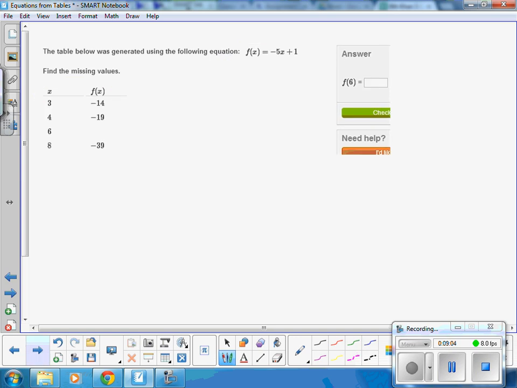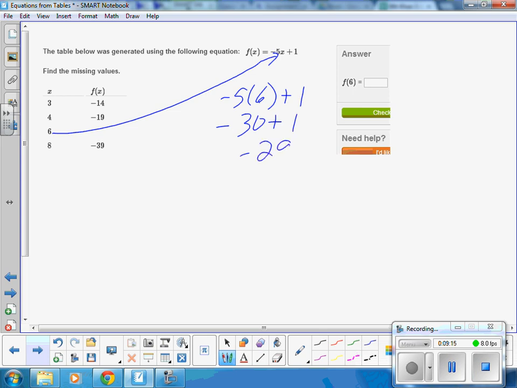I think this will be our last one. Putting in the 6. So we get a negative 5 times 6 plus 1. It's a negative 30 plus 1. It's a negative 29. Then you would put the negative 29 in. Notice it would follow this pattern to a certain degree anyways. Questions?